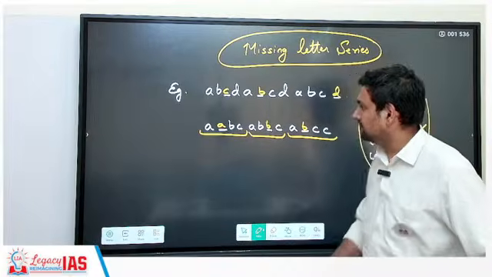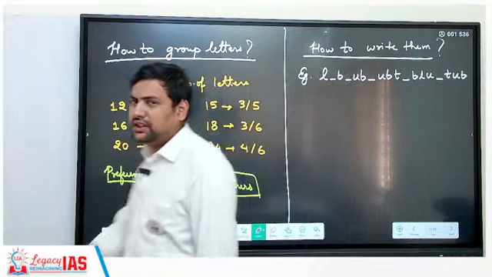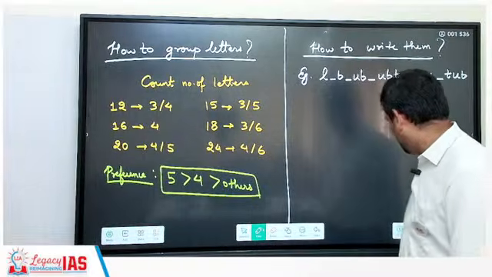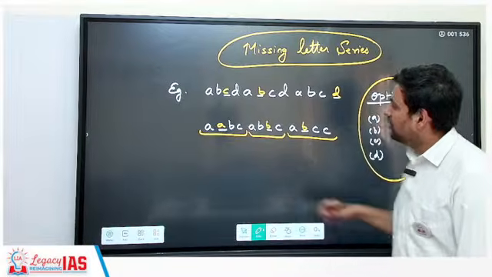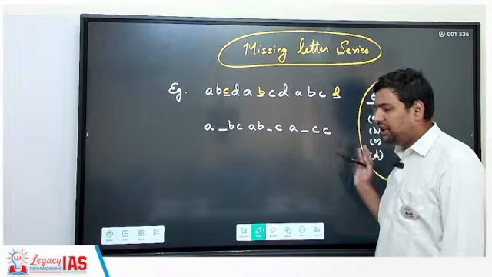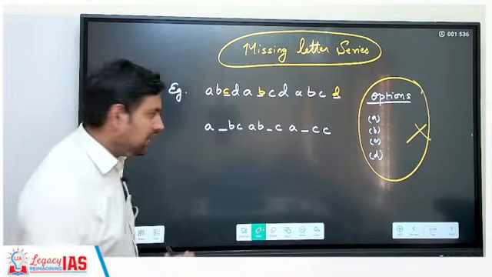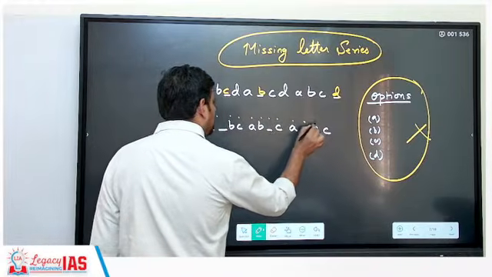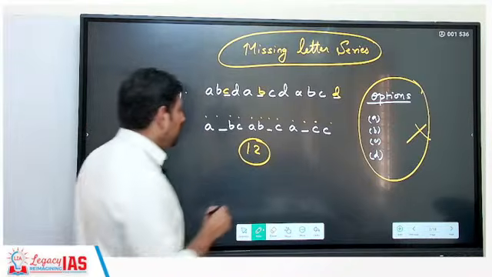Okay, now let's see this. First thing is how to group letters. How do you group letters? First, you count the number of letters whatever is there. Even if there are blanks, you count one blank as one of the letters, because eventually you will fill a letter there. So this is 1 2 3 4 5 6 7 8 9 10 11 12. So you found out that there are a total of 12 letters.